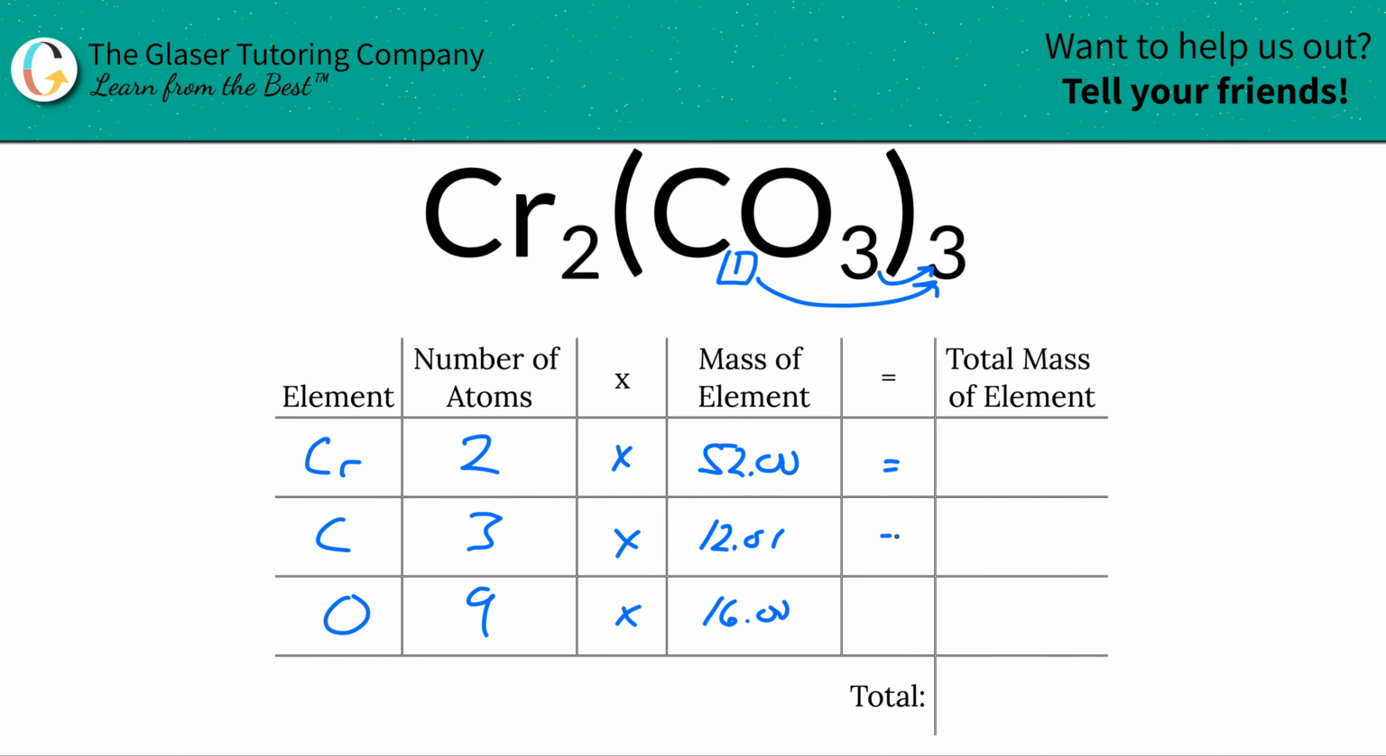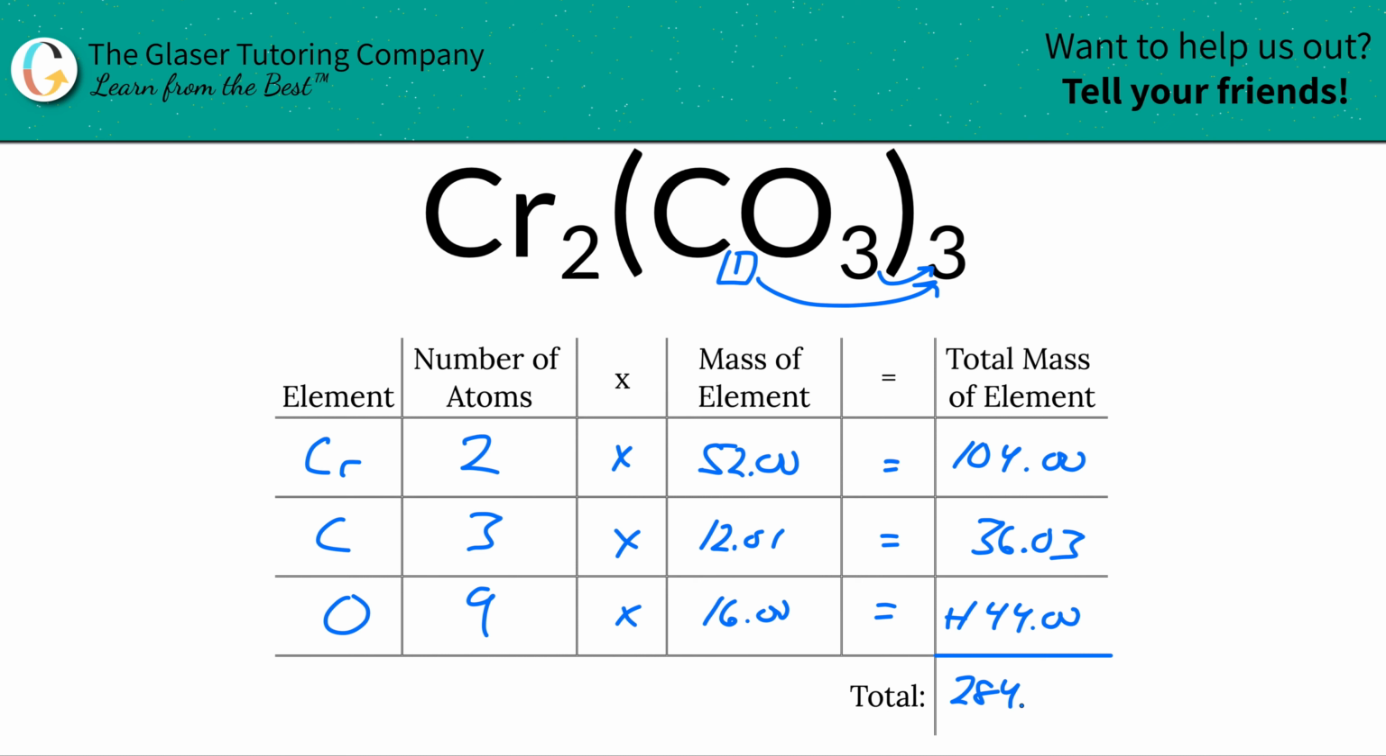To find the total mass of the element in the compound, you simply have to multiply this row across, right? So for chromium, this is simply going to be 104. For carbon, that's going to work out to be 36.03. And then for oxygen, it's just a simple 144. To then find the total mass, all you got to do now, very simple, just add it all together, right?